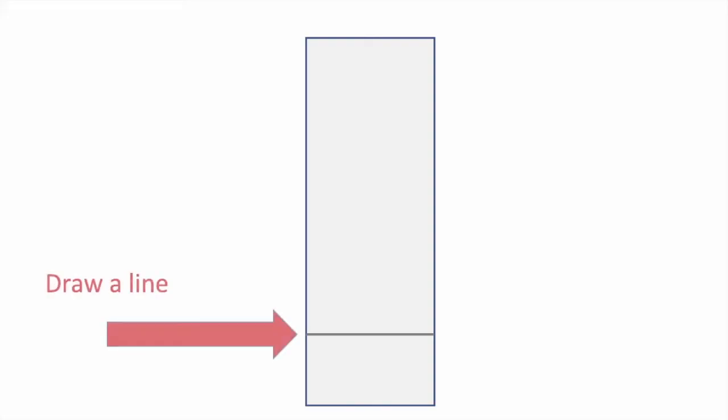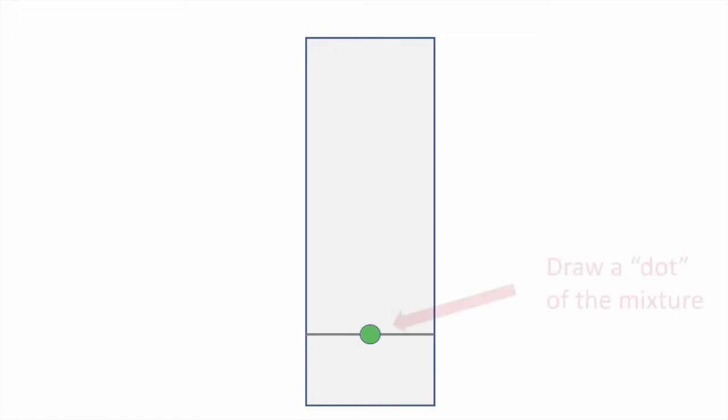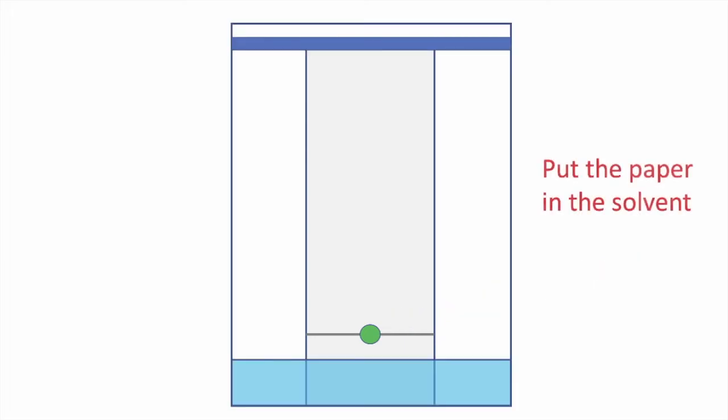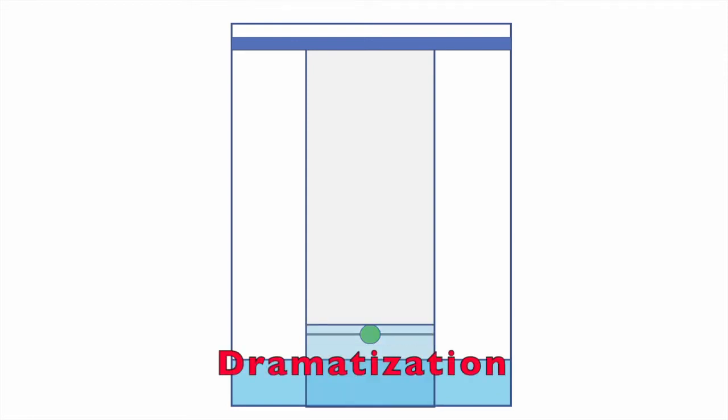Here's how it works. A line is drawn near one end of a strip of filter paper, maybe about a centimeter from the end. A drop or dot of the mixture you want to separate is placed on that line. The strip is placed in a container that has a shallow layer of solvent in it, and the bottom of the paper should be touching the solvent, but the line should be above the solvent. Over time, the solvent will move up the paper strip.